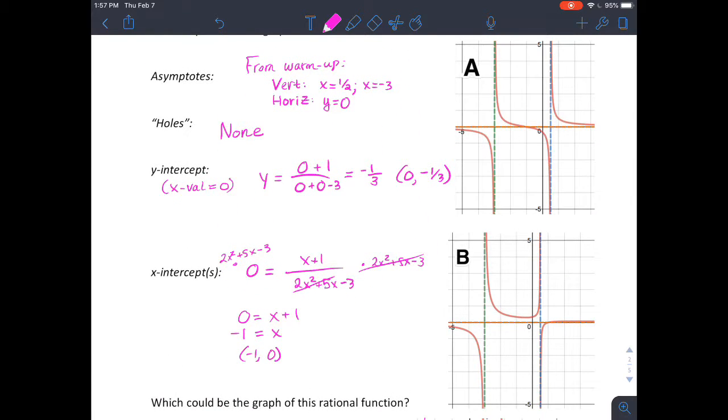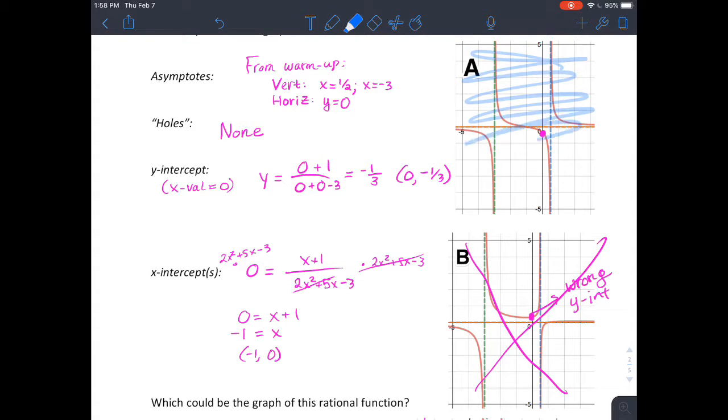If we look at our y-intercepts, graph A crosses at 0, -1/3, but graph B crosses at a positive y value, so it's got the wrong y-intercept. So it can't be graph B. So our rational function of those options has to be graph A.